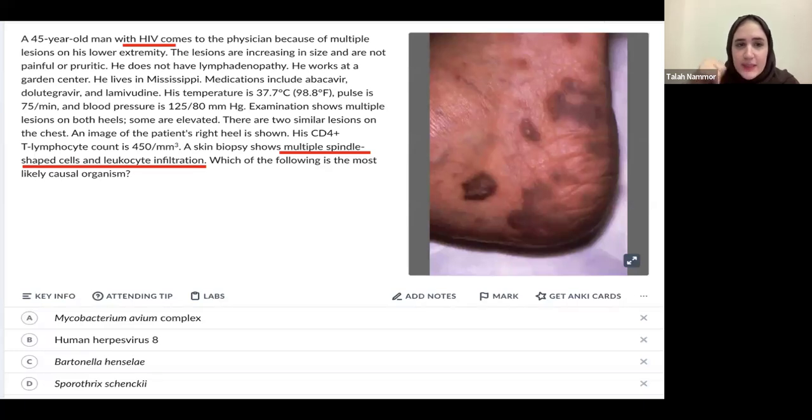Basically, HIV, so he's immunocompromised, okay? And this is kind of a vascular tumor. Do you guys remember Kaposi sarcoma? Kaposi sarcoma usually is at the extremities, and you can see in here the right heel. There are those lesions. Even the biopsy itself said spindle-shaped cells. Spindle-shaped cells is very, very high yield for Kaposi sarcoma. So what causes Kaposi sarcoma?